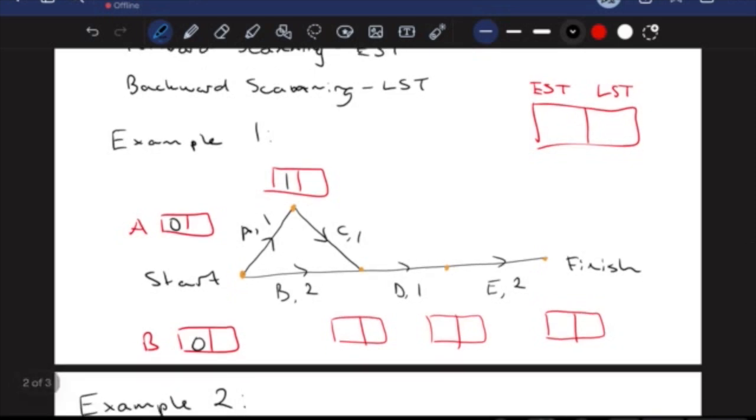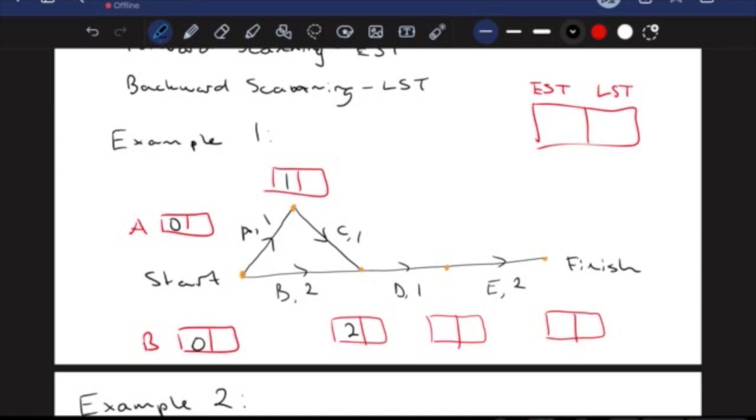Now, for our activity D, we can see that whether we go along B, which takes, for example, 2 hours, or A 1 hour and C another hour, both of these different routes along our network diagram equate to 2 hours passing. I'm just using hours. You can think of this as minutes, seconds, whatever. The earliest time I can start activity D is going to be 2.